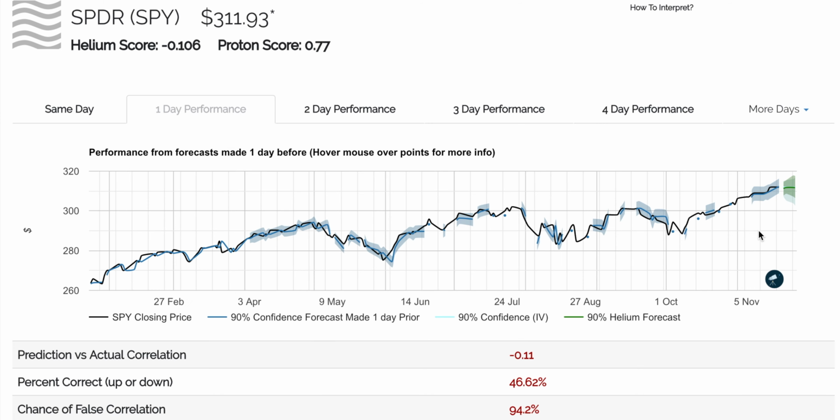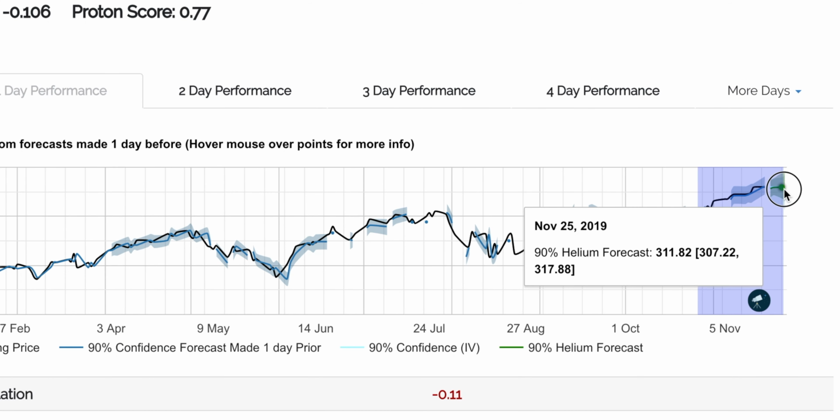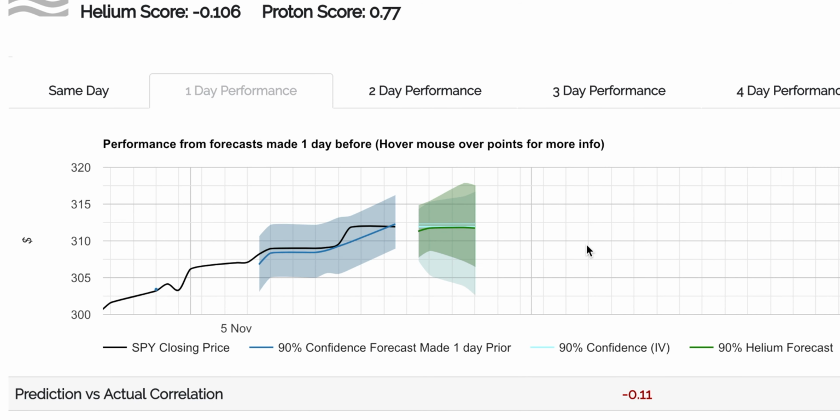Now, we can zoom into the right part of the graph and look at the future forecast. Using the left arrow, we can drag to zoom in to make things a little clearer. For the future, we see two cones. One is the 90% Helium forecast. This is the green one right here.